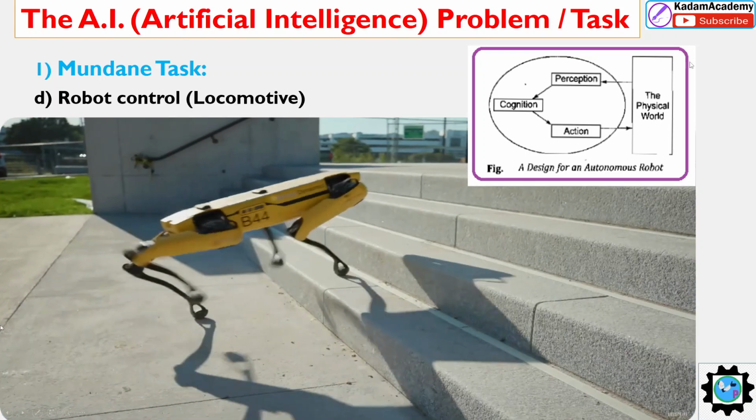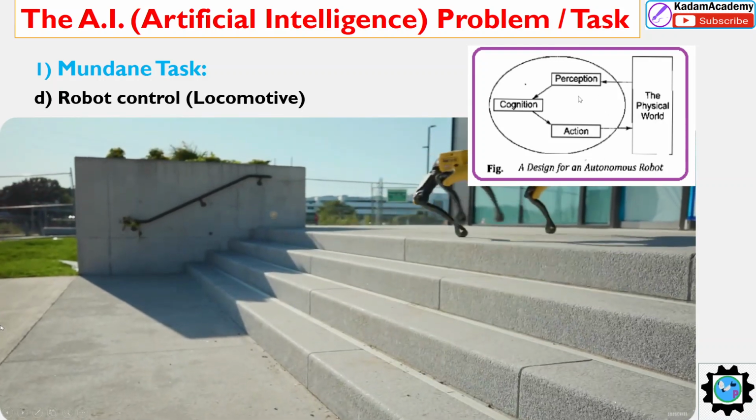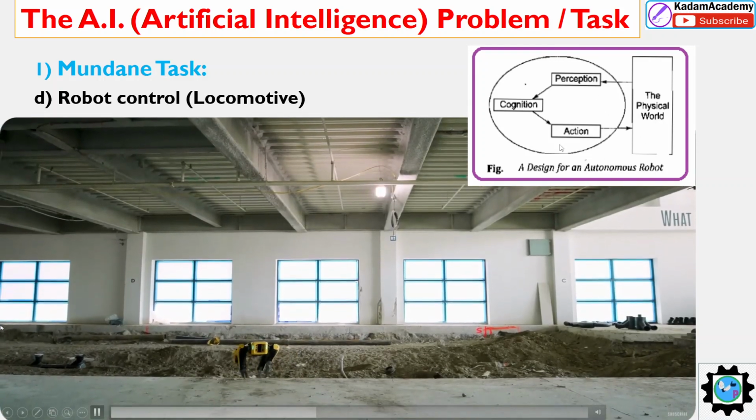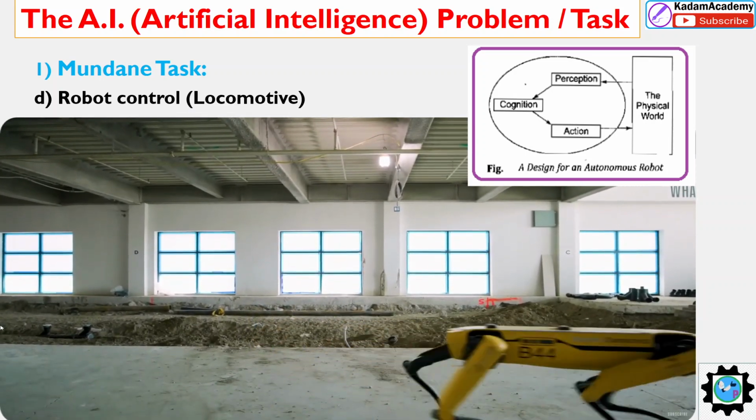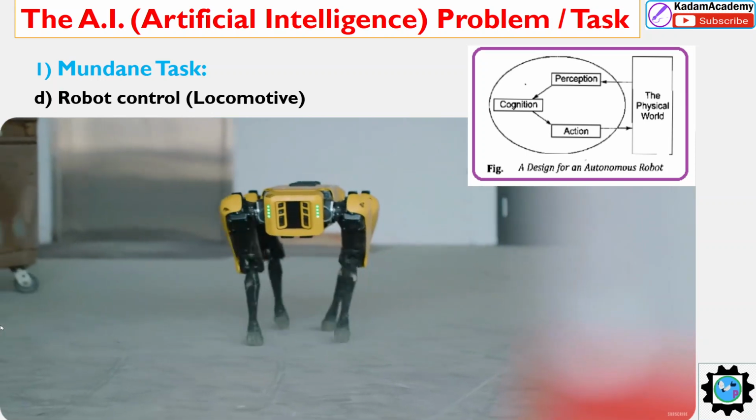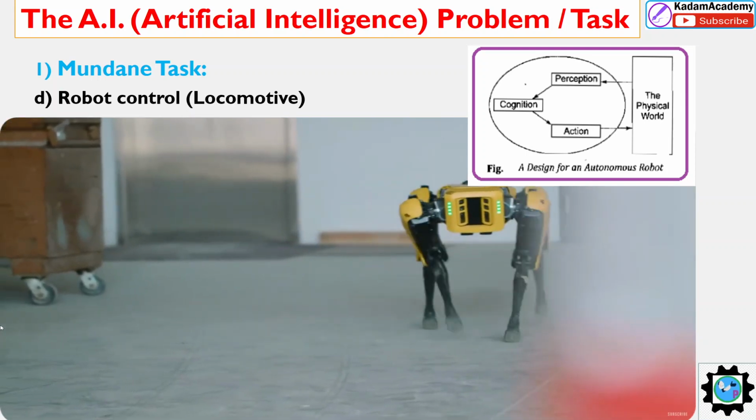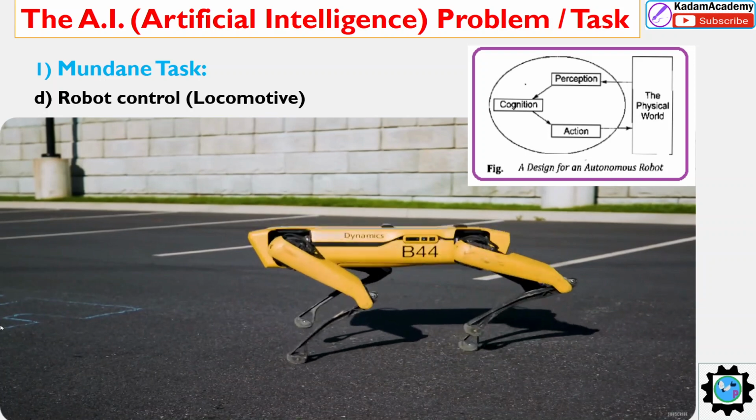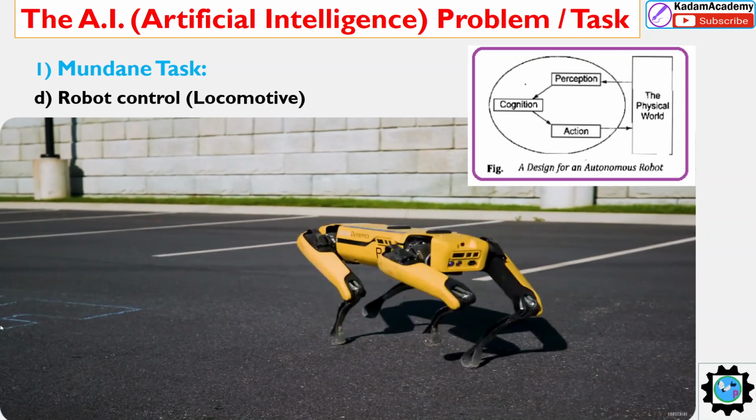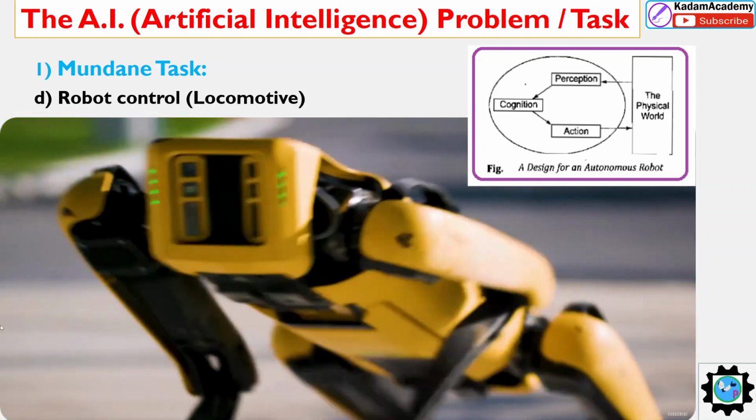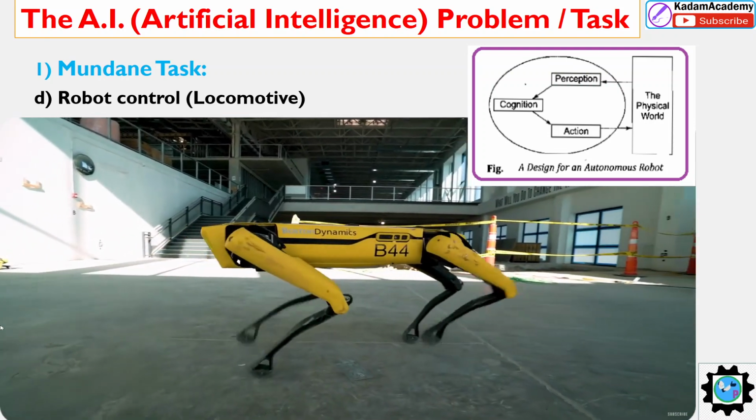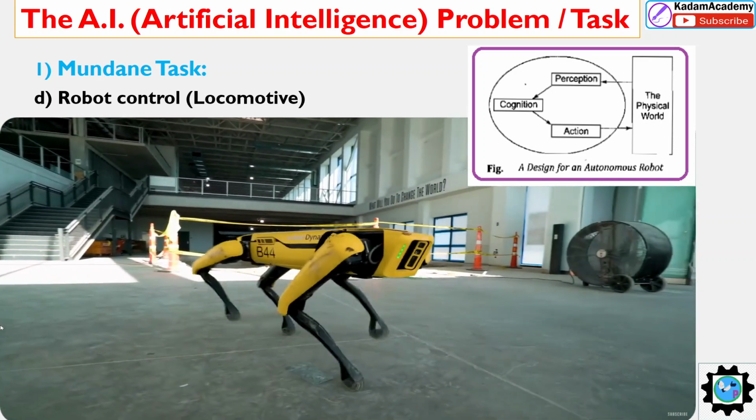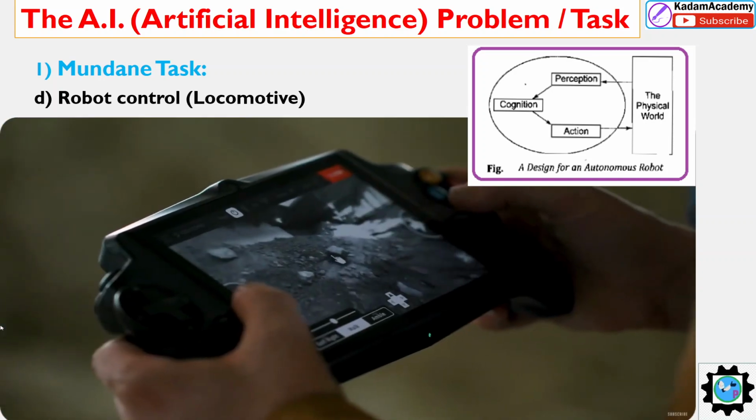You can see in this figure and this video also that perception, action, and cognition are continuously connected. So robot control and locomotion come under the mundane tasks, to solve problems related to this robot. You can see in the video how they developed the task. We can also create robots like this under the mundane task. These problems we can solve. Next come the formal tasks.